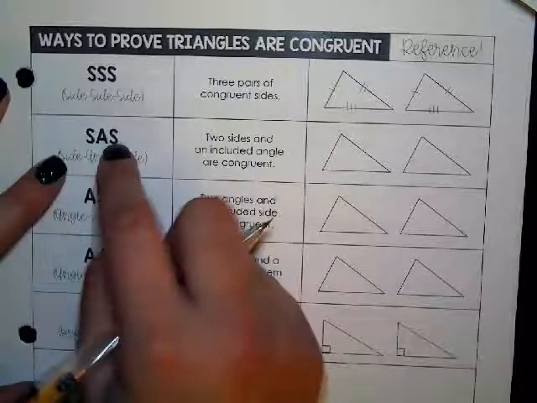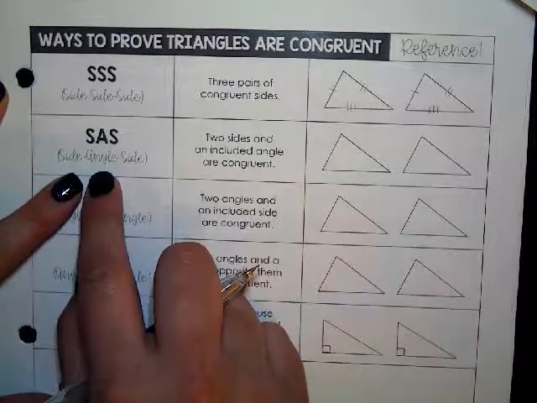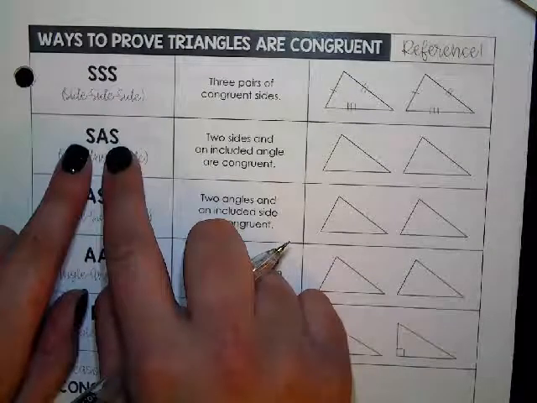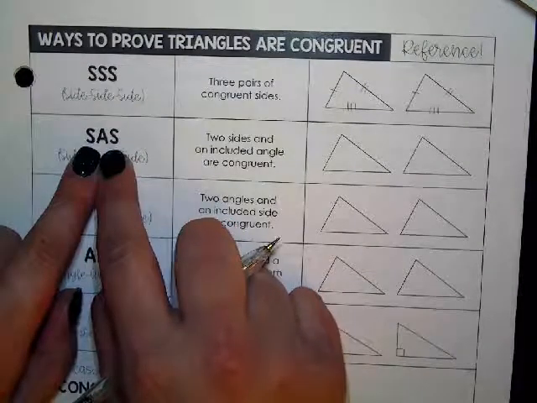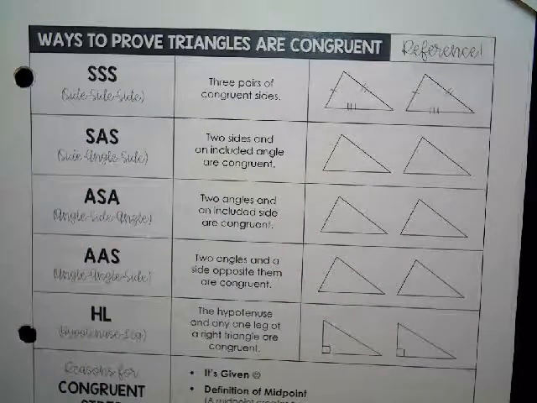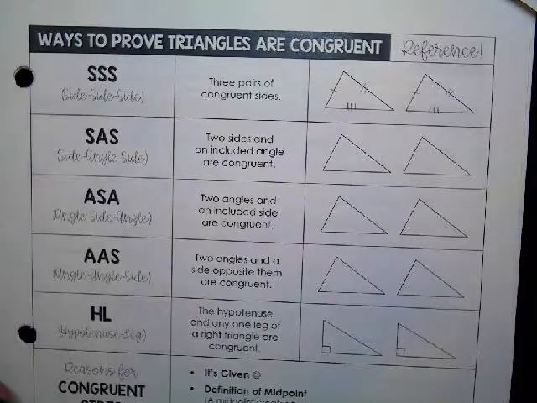Okay. All right, the next one that we're going to do today is side, angle, side. So this is saying there are two sides that are congruent and the angle that is in between them. So it's not two sides and any angle that you want. It is specifically the angle that is in between the two sides.